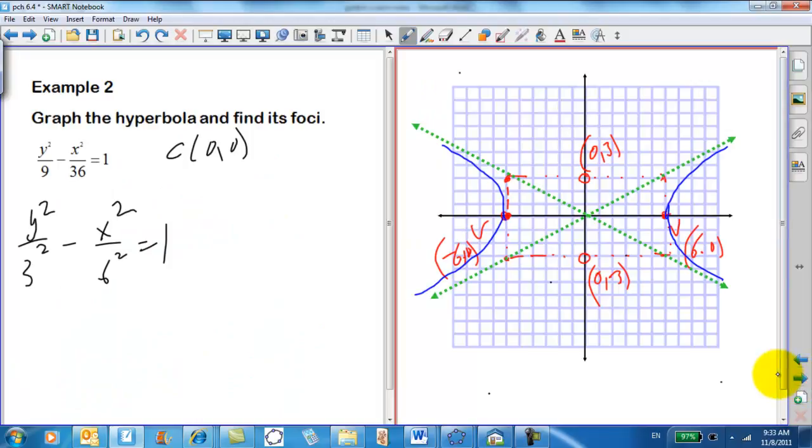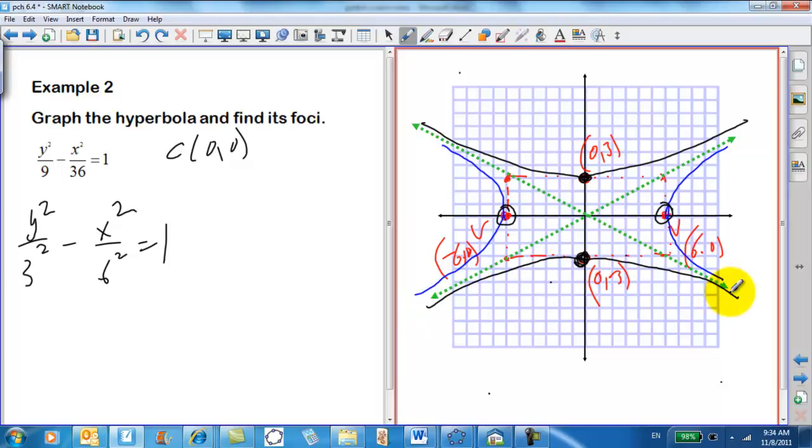So here we go. Now in this example 2 hyperbola, instead let's do this one in black. We're going to find our vertices at 0, 3, and these guys here and here. And it's going to go this way and spread out vertically instead of horizontally.